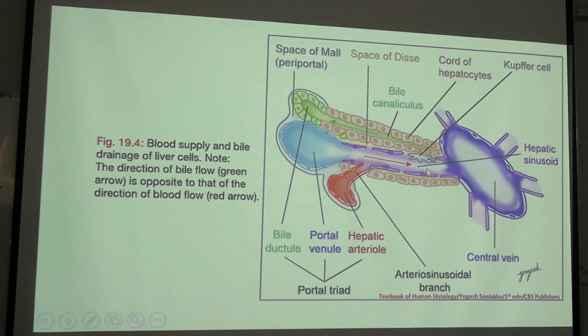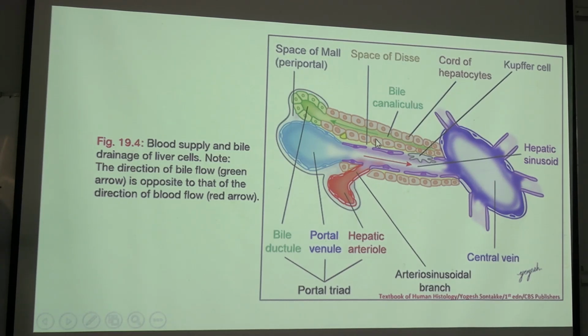So this space we call the sinusoidal space, through which the blood flows here. Next to that, lying at a level down, we have this bile flow tract. So this is separated from the sinusoidal space. These are 2 different spaces.